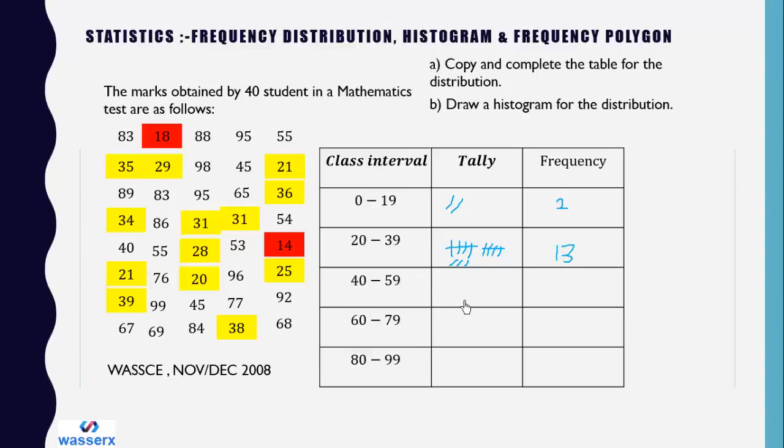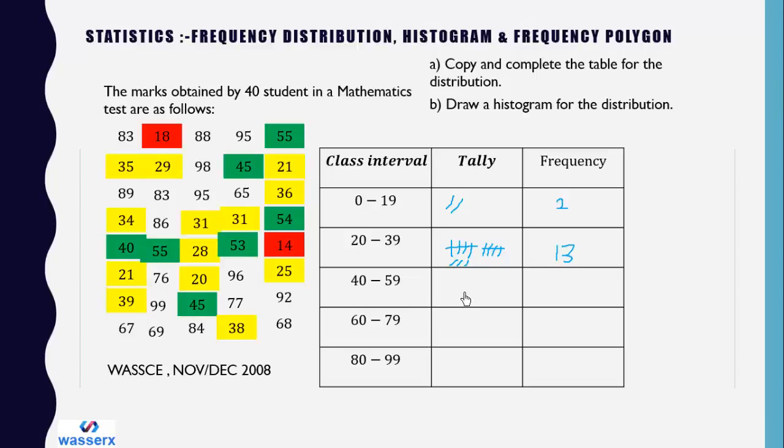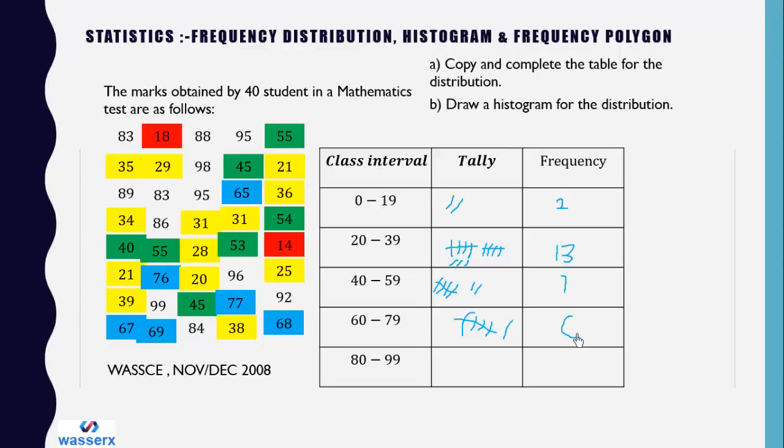The next class interval is 40 to 59. So we identify all these numbers. Counting them, we have 1, then 2, 3, 4, and 5. We have 1, 2. So we have 7 of them in that class. Then 60 to 79. We identify all of them. So we have 1, 2, 3, 4, then 5. Then we have 1. So we have 6 of them in that class.